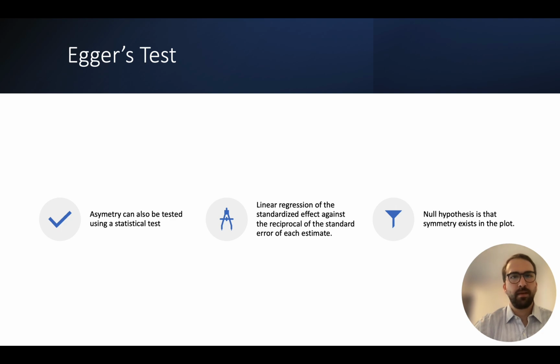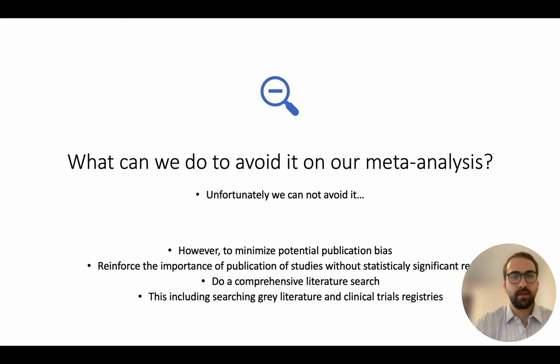And the other test we have, our backup test, is Egger's test. This tests the symmetry and it's a linear regression of the standardized effect against the reciprocal of the standard error of each estimate. So the null hypothesis of Egger's test is that symmetry exists in the plot. A p-value less than 0.05 indicates publication bias when we use this test.